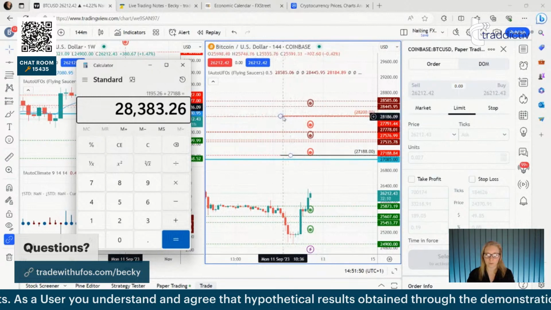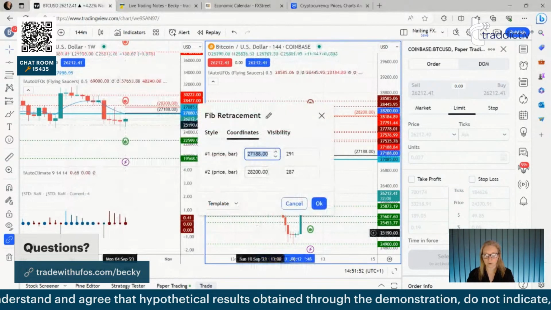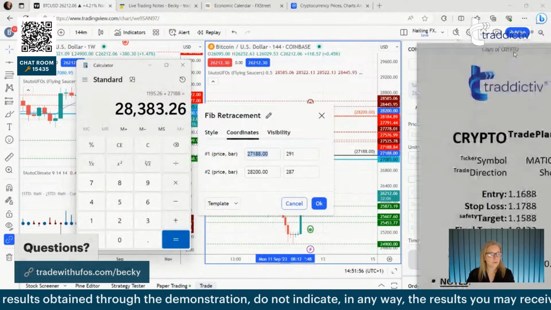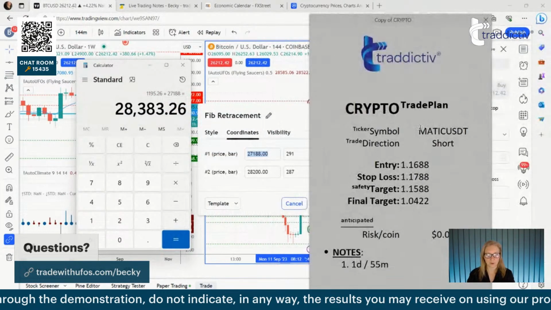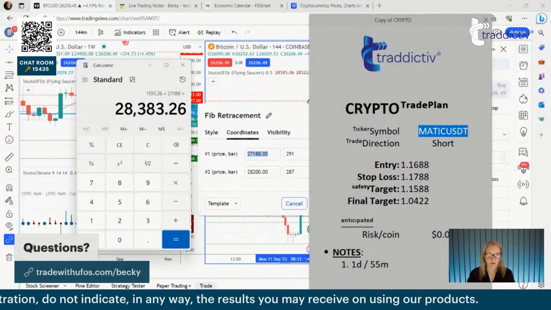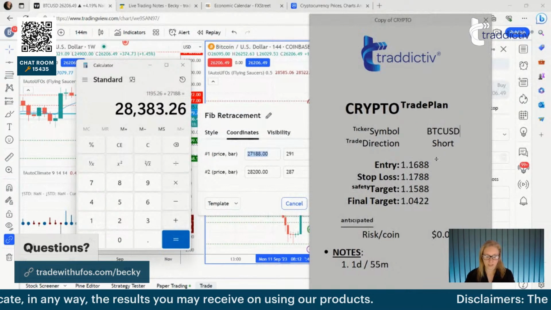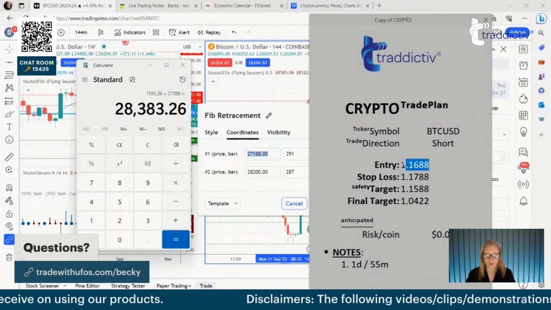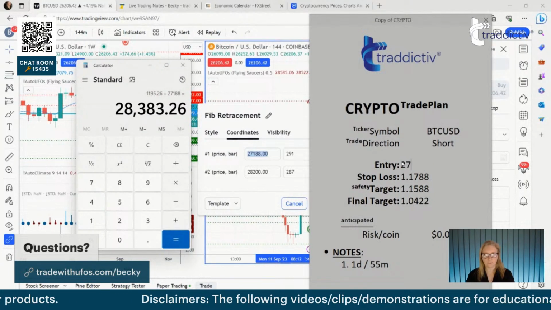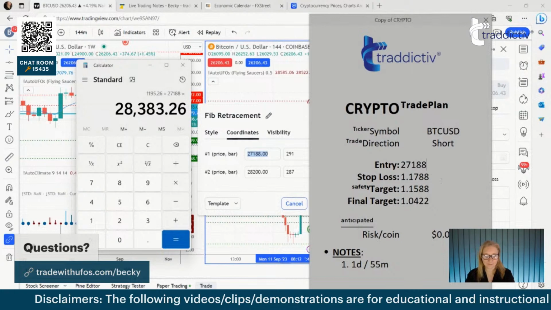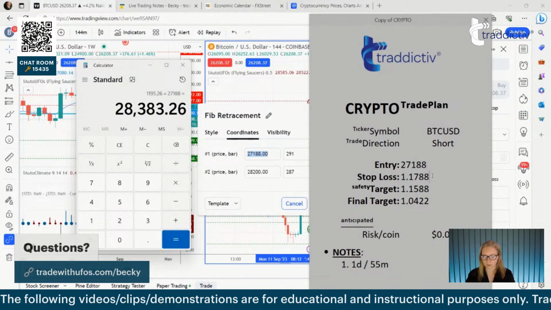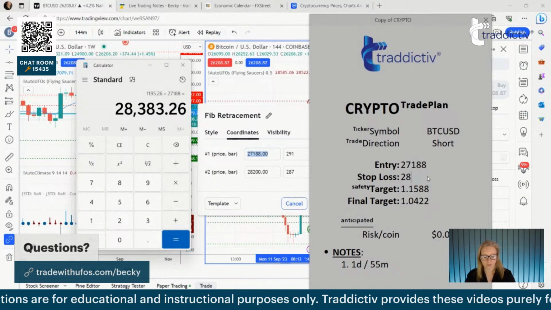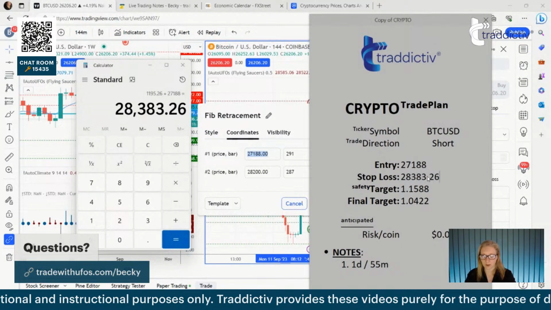So tell you what, let's be congruent with Bojan here. So let's bring this in, do it all at the same time. So it's a BTC USD short. A few shorts we've done today. Entry would be 27,188 rounded. Stop loss is going to be 28,383.26.